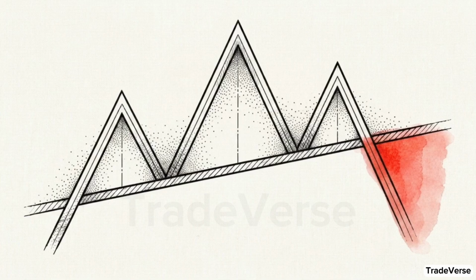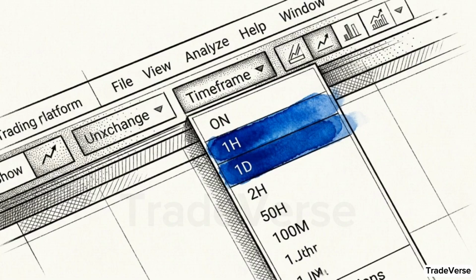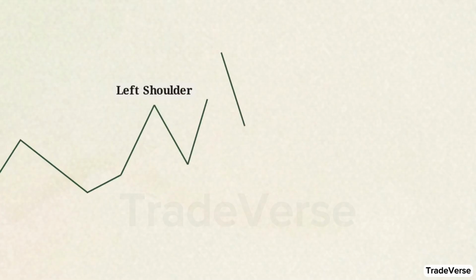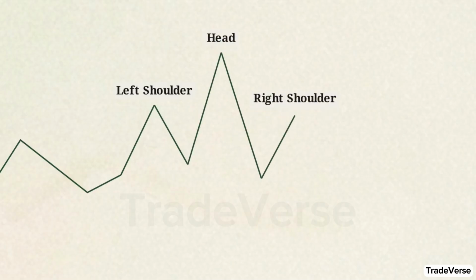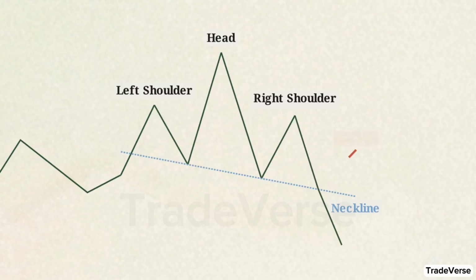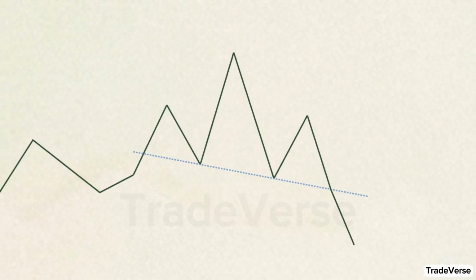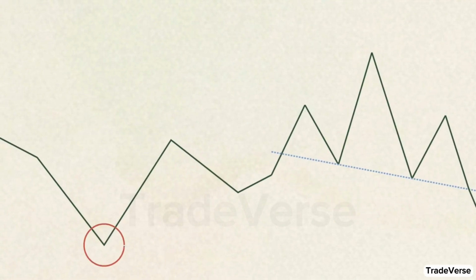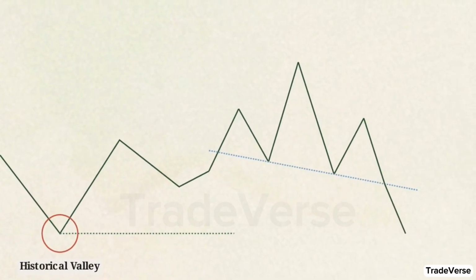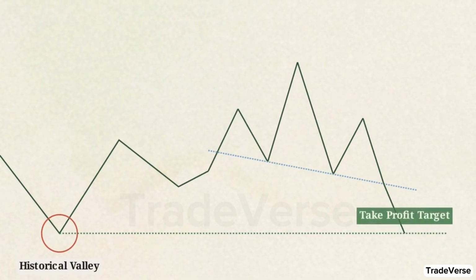For broader reversals, we look at the head and shoulders. This is a larger structural shift typically found on the 1-hour or daily charts. The pattern consists of 3 peaks: a left shoulder, a higher center peak for the head, and a right shoulder. A neckline connects the lows between these peaks. It doesn't have to be perfectly level to be a valid structure. You enter the trade once the price breaks the neckline. By looking left again, you can identify a historical valley to set a clear take profit target.